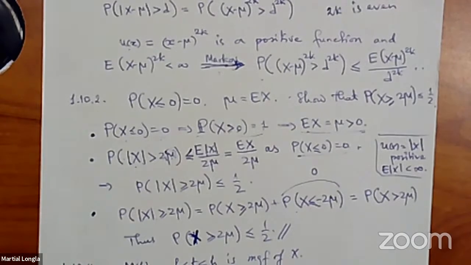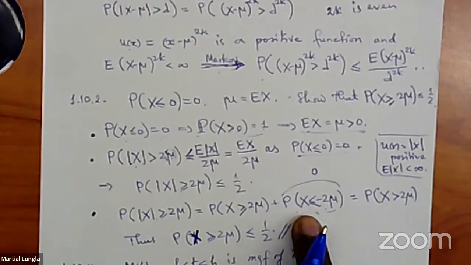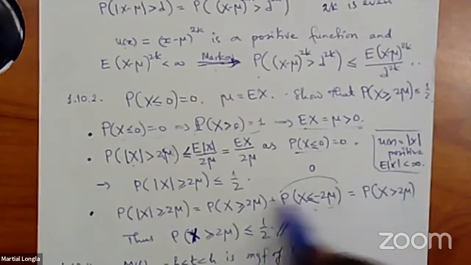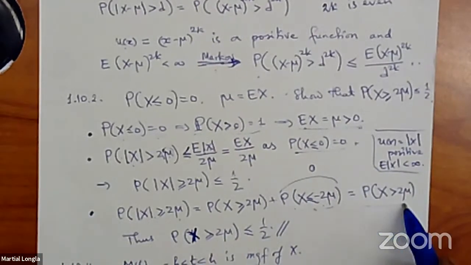That's how you handle absolute value larger than a number. Either it's the upper tail or the lower tail, which is at negative the value that you're checking with. But because probability that x is less than 0 is 0, this probability is 0 as well, because it's a subset of x less than 0. Am I making sense? Therefore, this being 0, the probability here is equal to that, and I showed that the first one was less than 1/2, but therefore this is less than 1/2.